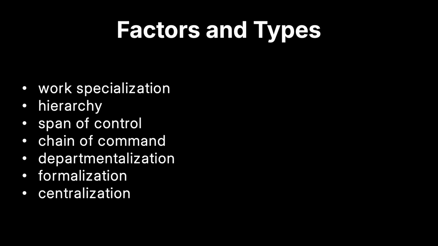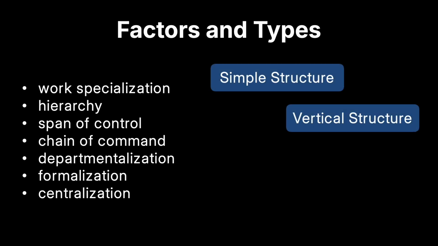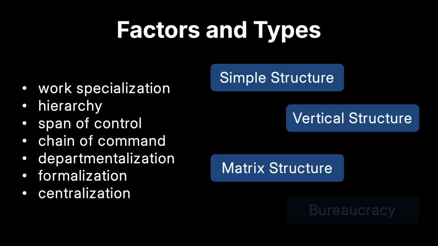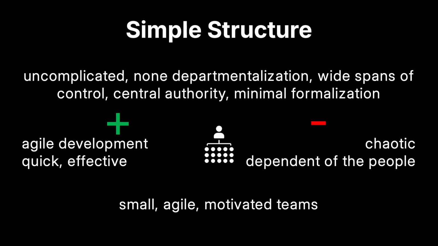And depending on how those factors are used or defined, there are four distinct types. You have a simple structure, a vertical structure, a matrix structure, and the bureaucracy. In the following, we will go into the details of those four. Starting with the simple structure.